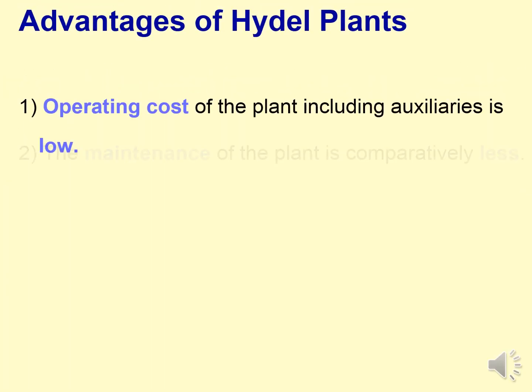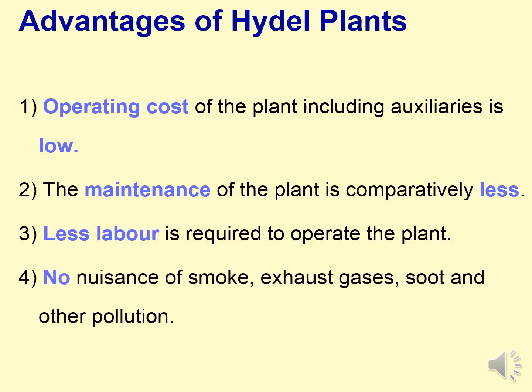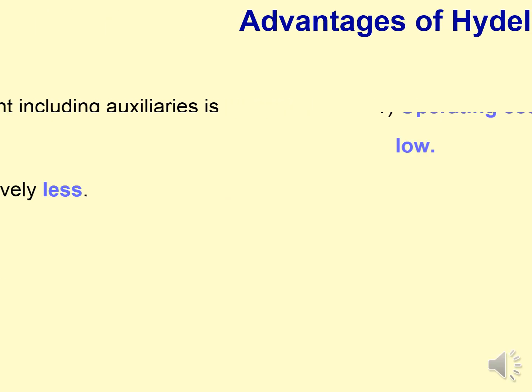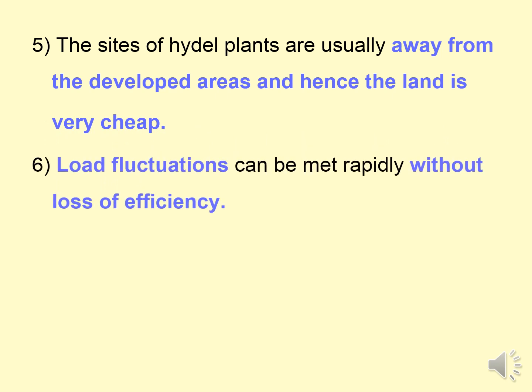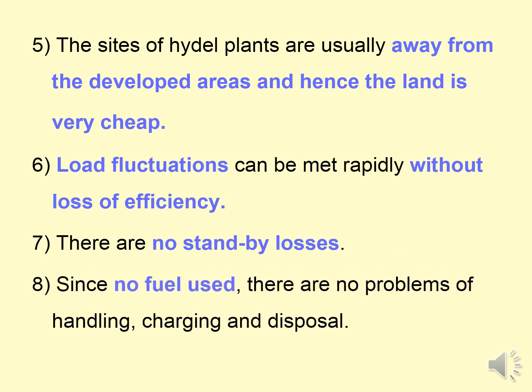Advantages of hydro power plants. Operating cost of the plant including the auxiliaries is low. Maintenance of the plant is comparatively less. Fewer laborers are required. No nuisance of smoke, exhaust gas, soot or other pollution. Usually away from the developed areas, hence land is very cheap. Load fluctuations can be met rapidly without loss of efficiency. No standby losses. No fuel is used.